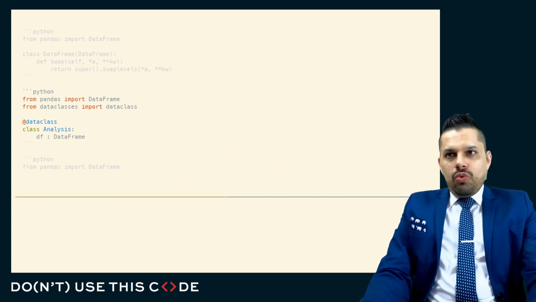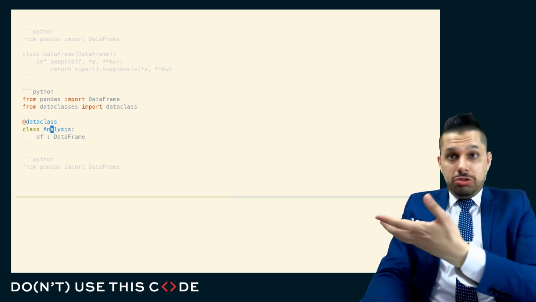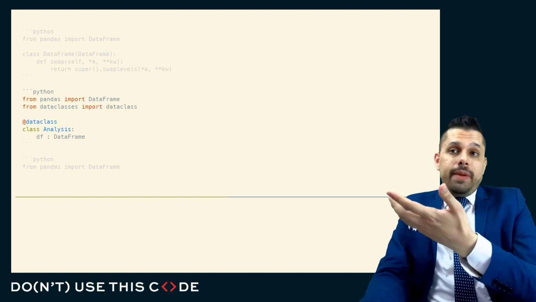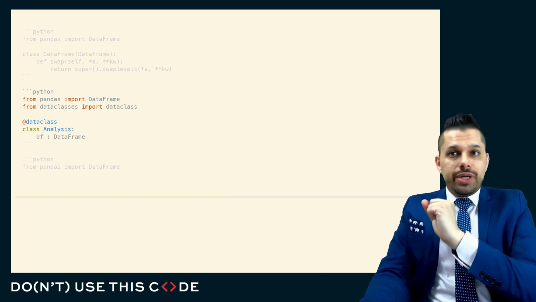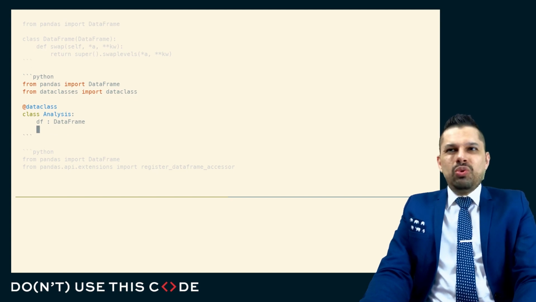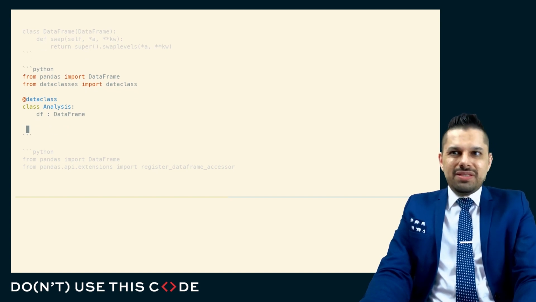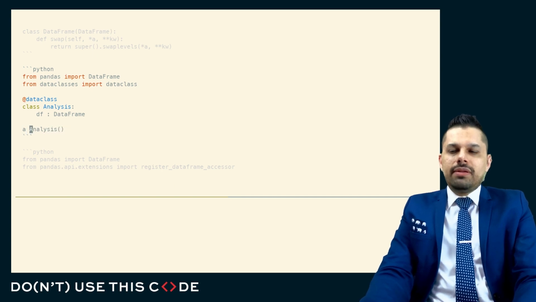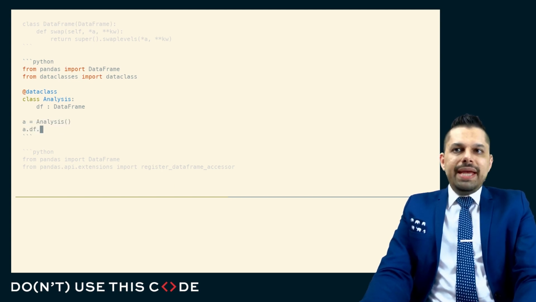If you were to do this with a composition approach, which you've seen we do quite often in pandas, when you create some sort of data class or a named tuple that wraps around a data frame, well, the thing here is you would still be able to access these methods. You'd have to say a equals analysis, but you'd have to do that by doing a.df and then the method that you wanted.